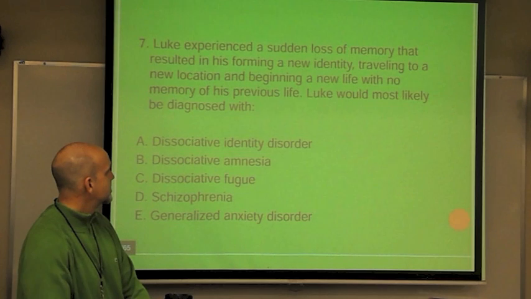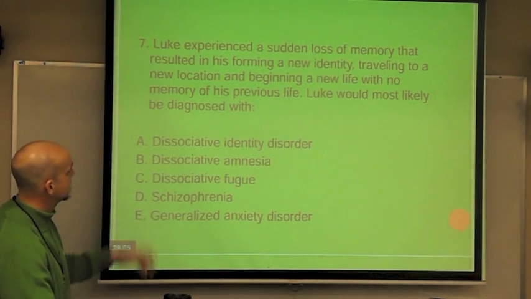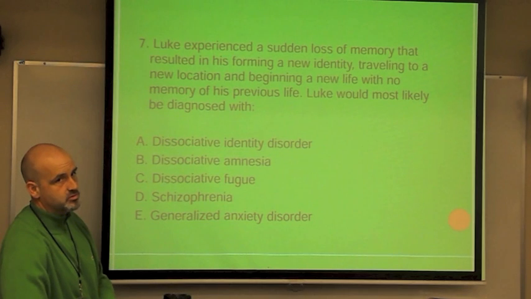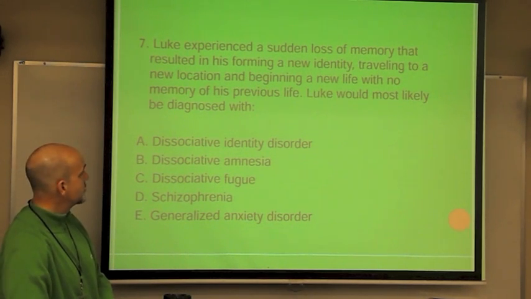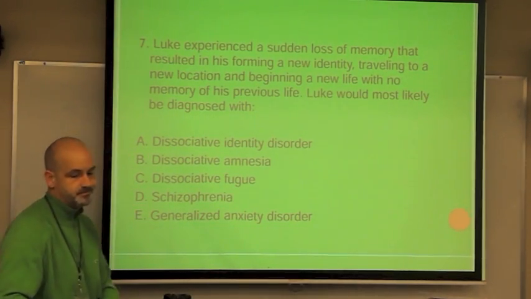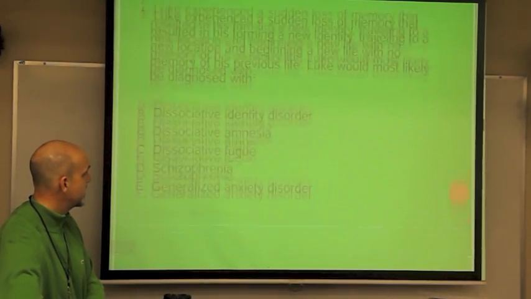Okay? Now, typical question. Luke experienced a sudden loss of memory that resulted in his forming a new identity. Traveling, and here's the key point, traveling to a new location. Now, if he traveled to a new location, that's basically he fled, and dissociative fugue means to flee. Okay, so the answer was C for that one.